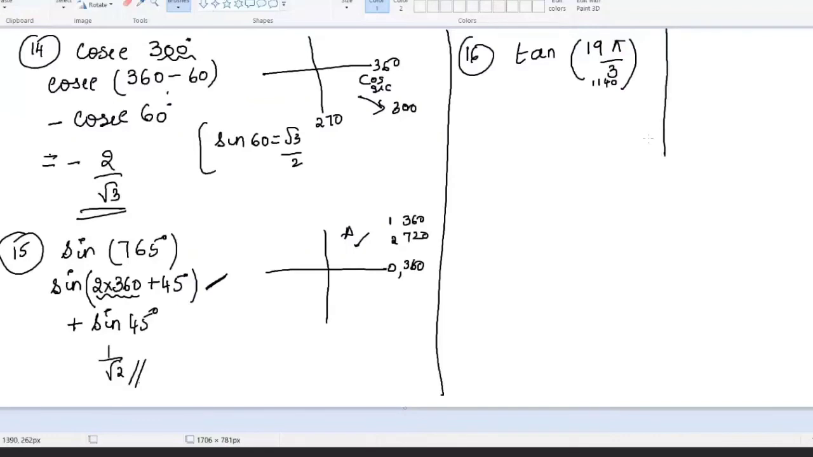So let us work out that first. So this is equal to sine. The first step is where there is pi, put 180, and then 19 into 180 divided by 3. So you got this number 1140. So this 1140 can be written as, how many times did we do it? 3 times 360. This 3 times 360 gave me the answer 1080. Now I'm near that 1140, so plus 60 I have to add such that I get 1140. So now it is 360 plus, which is moving it.